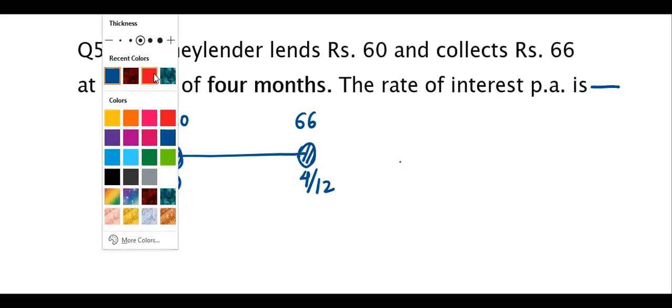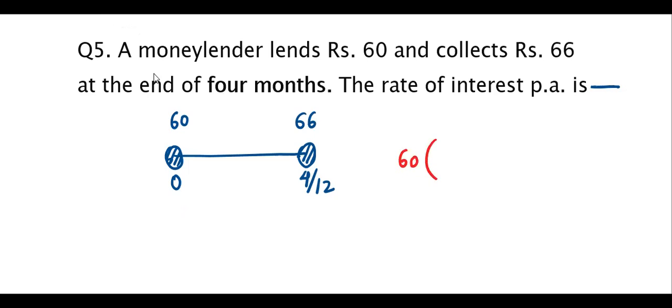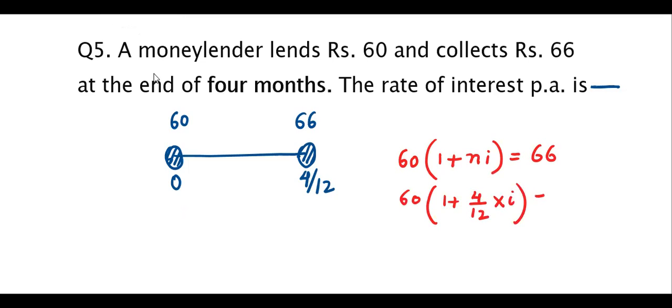So if you solve this one, 60 will grow to 60 into 1 plus n i. That should be 66. The value of n is here given 4 divided by 12. i is what you need to find. Then you take 60 that side, subtract 1, then divide by 4 by 12, you will get the answer. If you solve it, you will get 30%, 0.30.